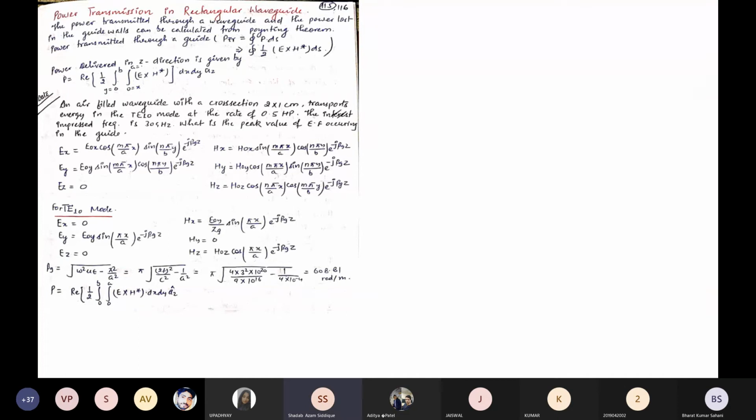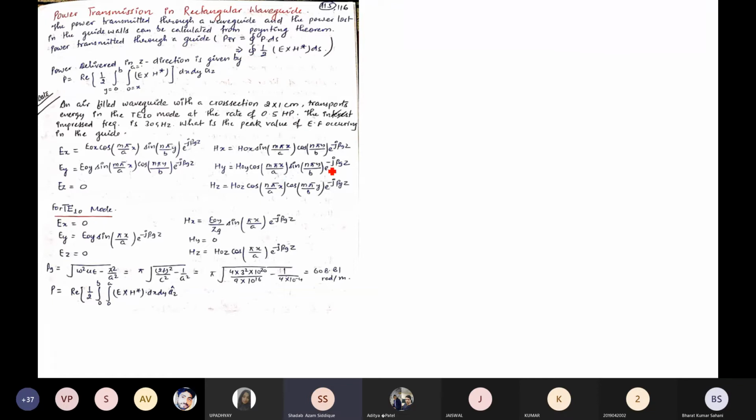So now we will be taking the power transmission in rectangular waveguide. How is the power transmitted in the rectangular waveguide? I'll not take power loss now. Power loss in rectangular waveguides is due to two types of loss: losses in the dielectric and losses in the waveguide wall. So first of all, power transmission in rectangular waveguide.